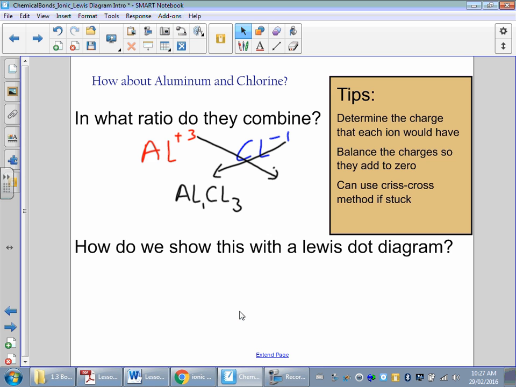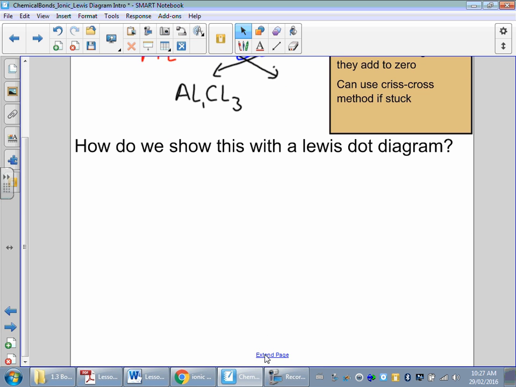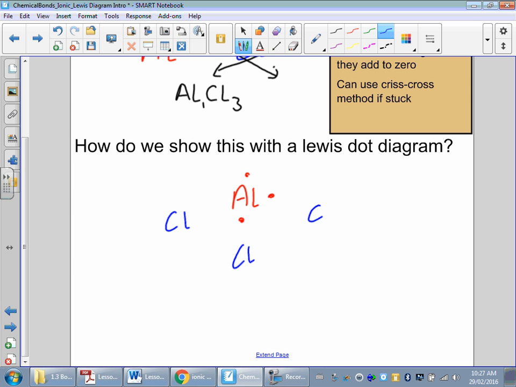And how do we show this with a Lewis dot diagram? Okay, well, when we're talking about Lewis dot diagrams, remember we start with our Al. And we have 1, 2, 3. And I'm going to show this very explicitly here so we can see the movement of electrons. And each one of these chlorine is going to have 7. 1, 2, 3, 4, 5, 6, 7. 1, 2, 3, 4, 5, 6, 7. They're paired up, of course.